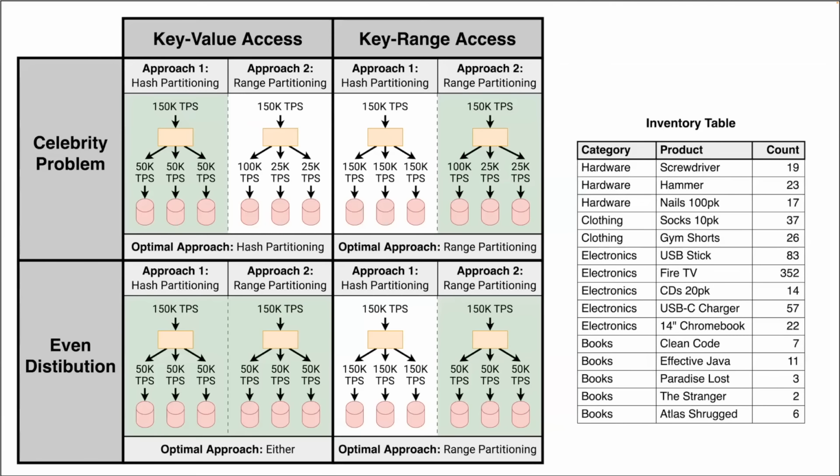Hey guys, I just wanted to share a diagram that I recently made for comparing the use cases of when to use hash partitioning versus range partitioning, and I'll be talking through it in the context of a database for handling the inventory of a large retail business, such as Amazon.com.